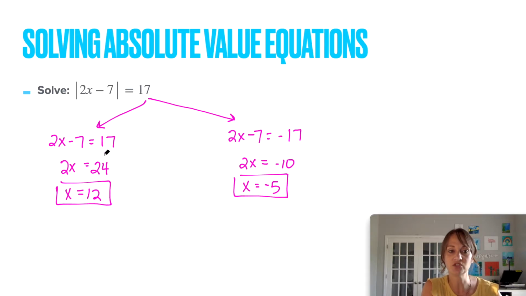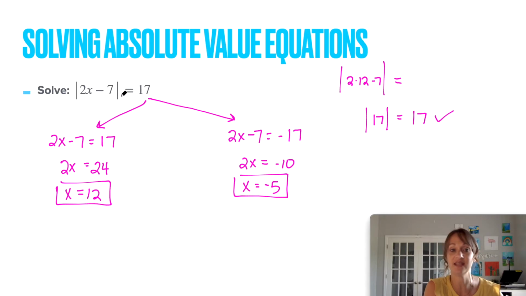So let's substitute 12 back into this equation. It will be 2 times 12 minus 7, and we want to know what that equals. 2 times 12 is 24. 24 minus 7 gives you 17. And the absolute value of 17 is 17. It worked. We know that that answer is correct.